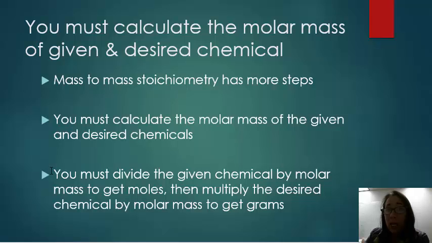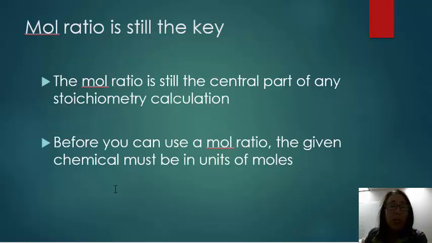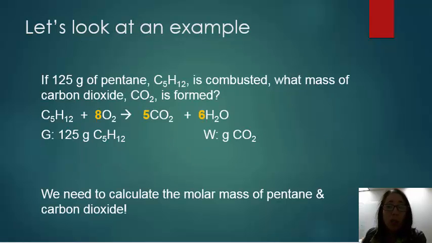And we'll look at the actual steps, but you will be dividing the given chemical by the molar mass to get moles, and then you will be multiplying the desired chemical by its molar mass to get back to mass. Mole ratio is still the key. The mole ratio is the central part of any stoichiometric calculation, and before we can use the mole ratio, the given chemical has to be converted to moles. So let's just jump in and look at an example.